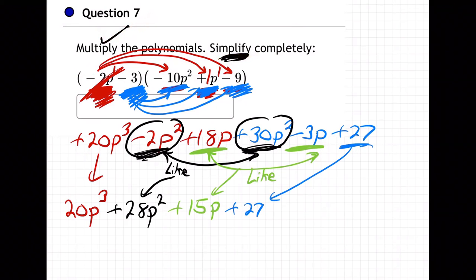How do we simplify? We combine like terms. It doesn't matter if they're right next to each other or not. Doesn't matter at all. Wherever they are, they're going to combine when they're like terms. So this minus 2p squared and this 30p squared, even though they're not next to each other, they're going to still get together. They're like terms. So 30 take away 2 is 28p squared. And then these two, 18p and minus 3p, are like terms. They'll make 15p. And then the 27 is in a class by himself. He's just a plain number, nothing to combine with. And the 20p cubed is in a class by himself, nothing to combine with. He's the only p cubed. And so there we go. Here's our final answer.